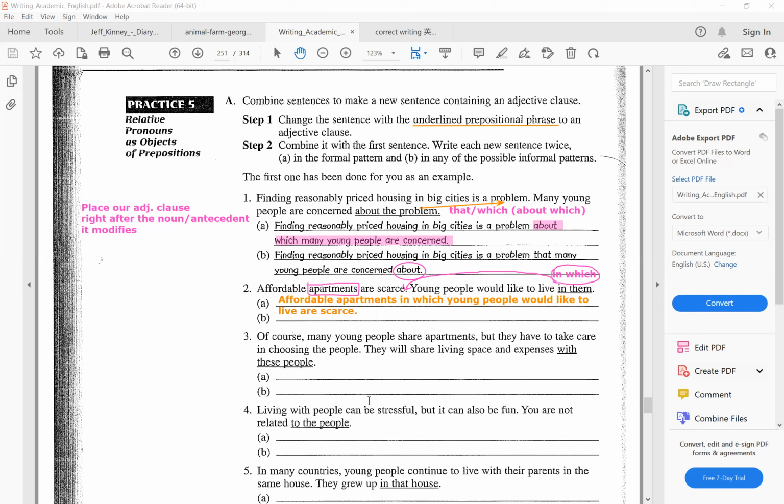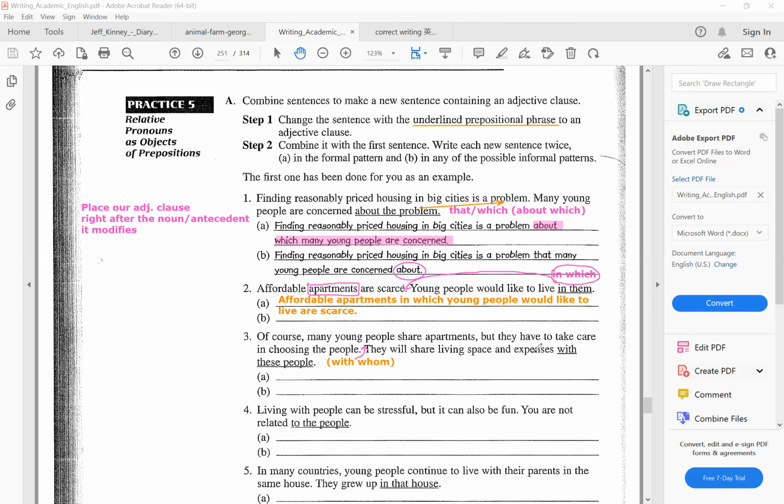All right, so I'm going to do one more. Of course, many young people share apartments, but they have to take care in choosing the people. They will share living space and expenses with these people. Well, since we're talking about people, we have to use whom, right? So it has to be with whom. And of course, I have to change the position, move it to the beginning of my adjective clause: with whom they will share living space and expenses.